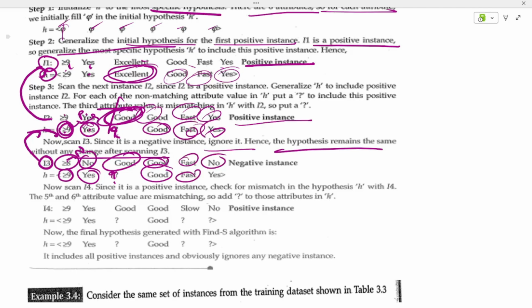Here it is no, but here it is yes in positive. So you will be replacing it with positive yes only. Okay. Next again it is positive instance in the fourth instance. So you'll be comparing with previous.